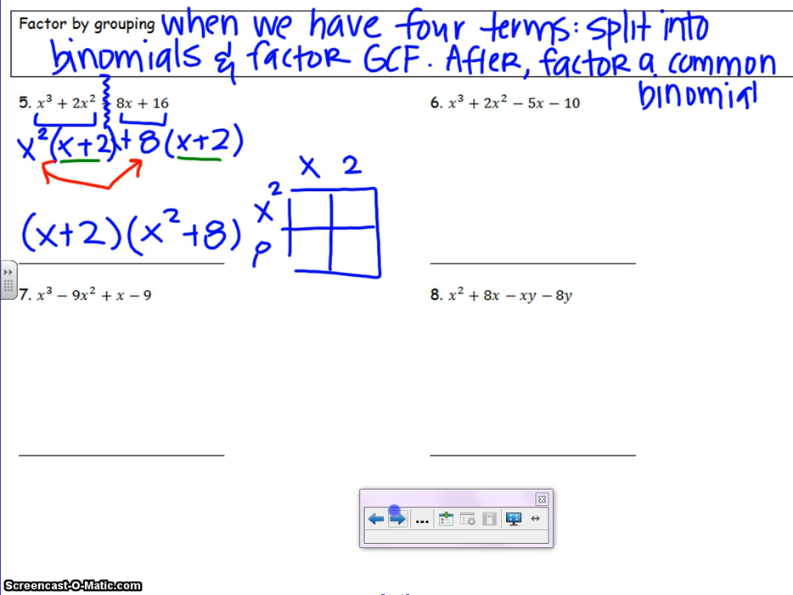And Miss Cash is going to show you how she does her box method here. She lines up her 2 binomials on the top, and she puts her other binomial on the side, and then she uses that chart to multiply, and then we can see that we have the same 4 terms. That's what she does instead of FOIL.